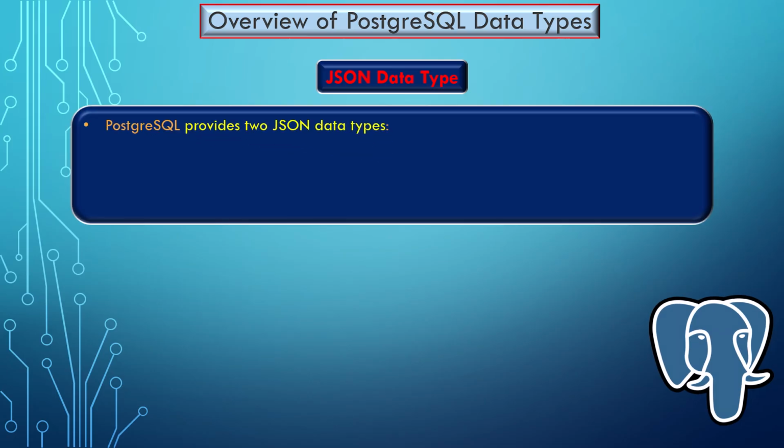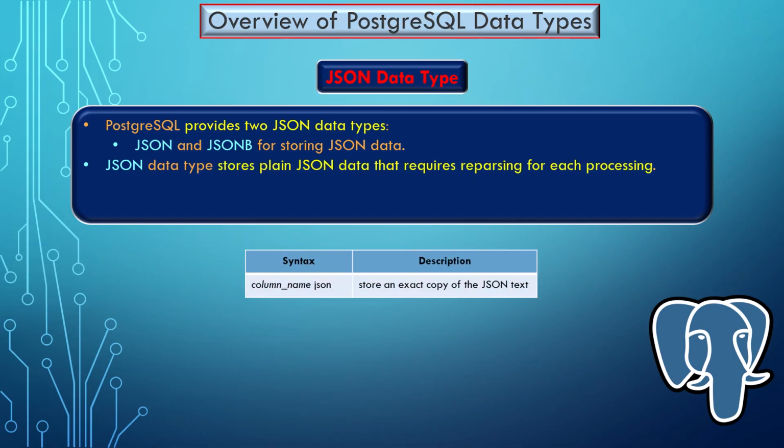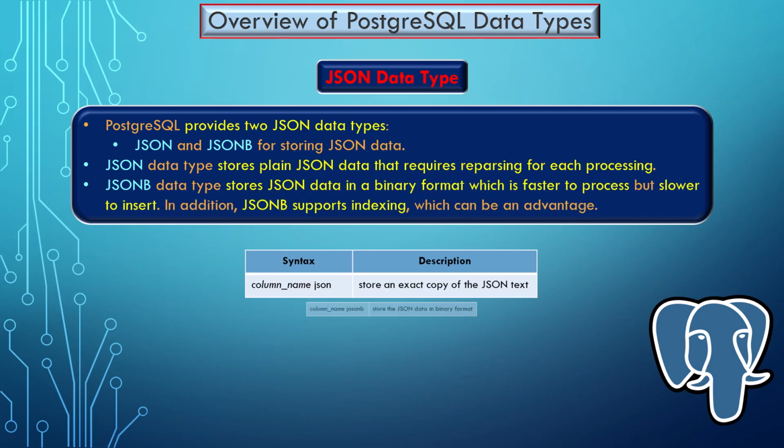PostgreSQL provides two JSON data types, JSON and JSONB, for storing JSON data. The JSON data type stores plain JSON data that requires reparsing for each processing. The JSONB data type stores JSON data in a binary format, which is faster to process but slower to insert. In addition, JSONB supports indexing, which can be an advantage.